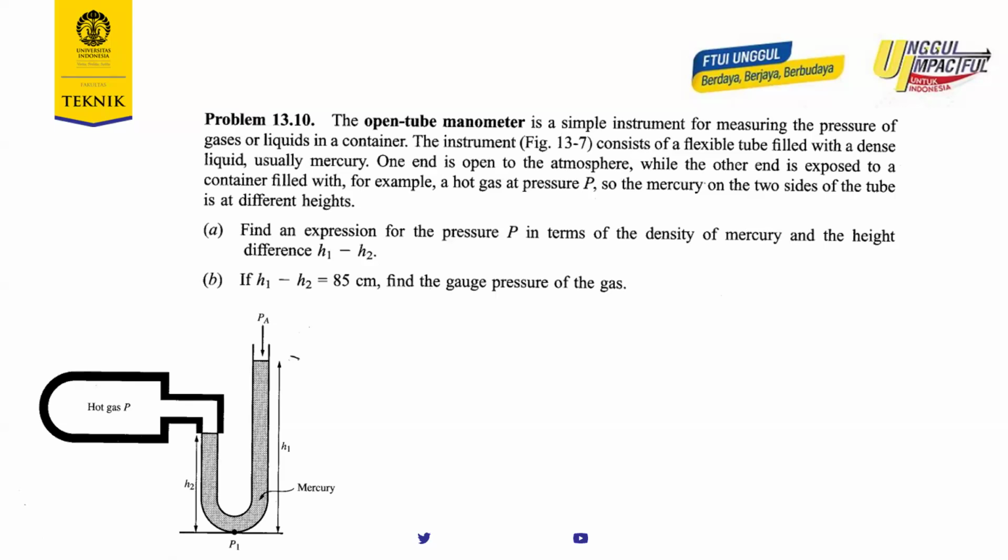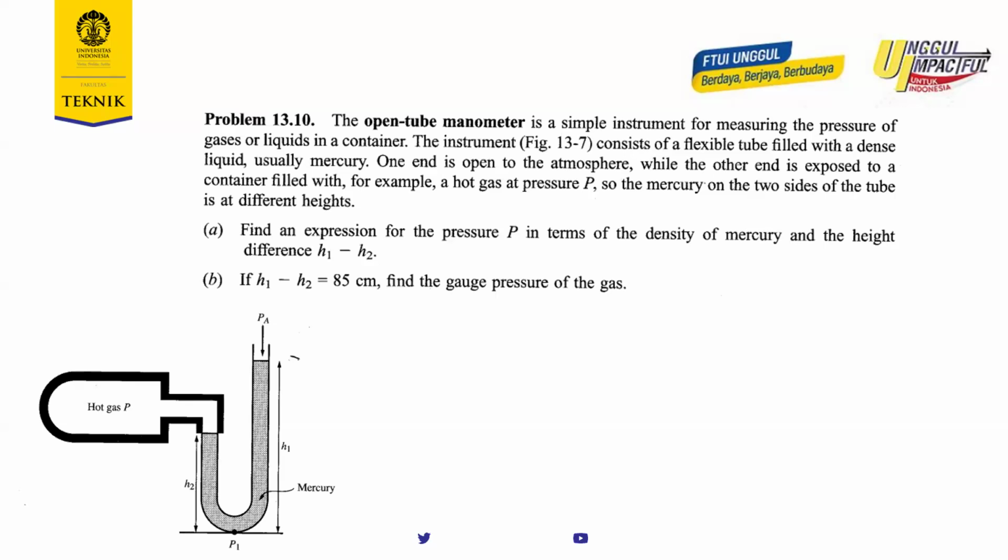Okay, in this case, there is an open tube manometer. It's a simple instrument for measuring the pressure of gas or liquids in a container. It consists of a flexible tube filled with a dense liquid, usually mercury. One end is open to the atmosphere, while the other end is exposed to a container filled with, for example, a hot gas at pressure P.